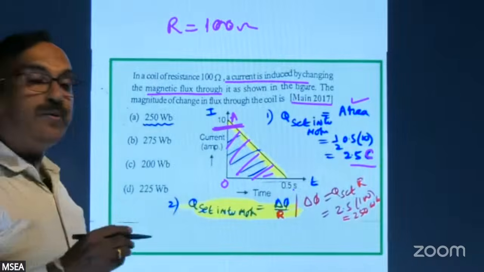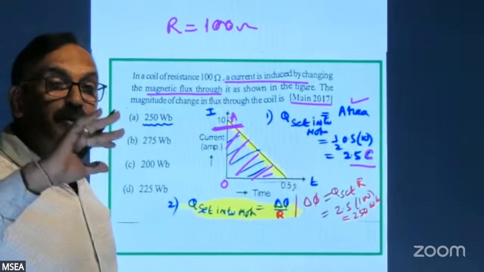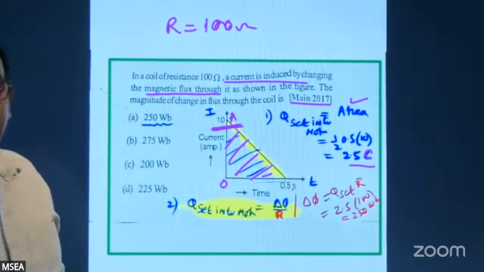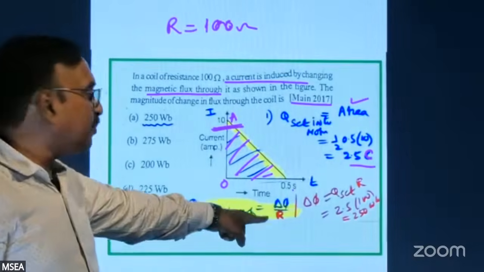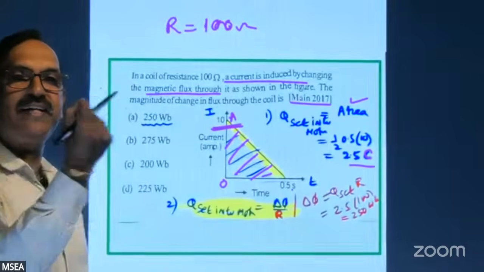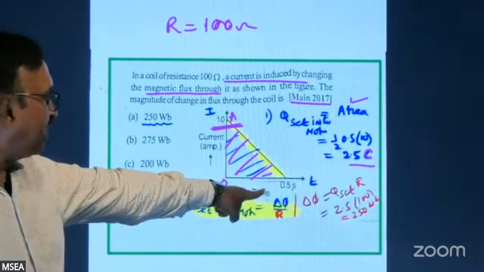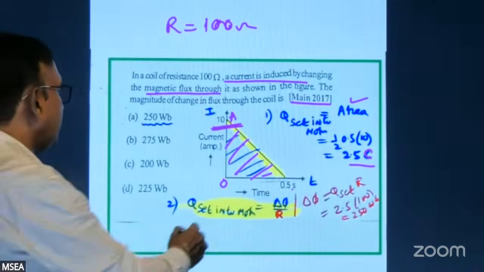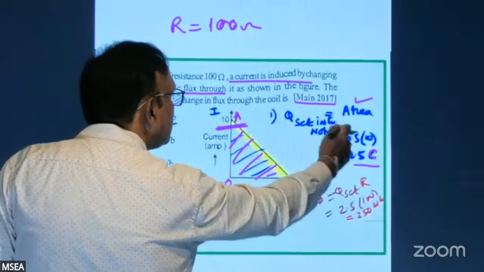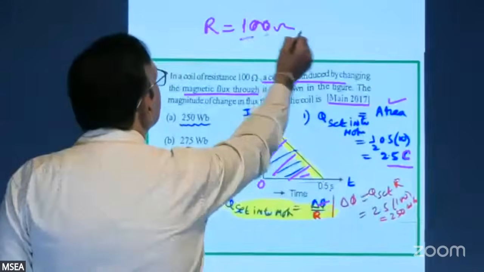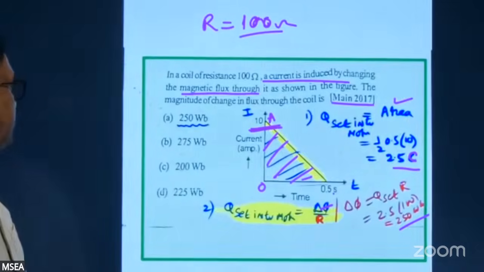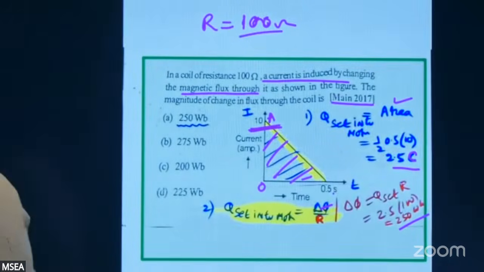Now, he is not asking the charge set into motion. What is the change in the flux? Already we discussed at the beginning of our class that the charge set into motion is change in the flux by resistance. If you go through the first page, it is there: charge set into motion is change in the flux by resistance. From this, change in the flux is nothing but charge set into motion into R. Charge set into motion is 2.5 coulombs. Resistance is given as 100. 2.5 into 100 will give you 250 Weber. So 250 Weber is the answer for the bit.